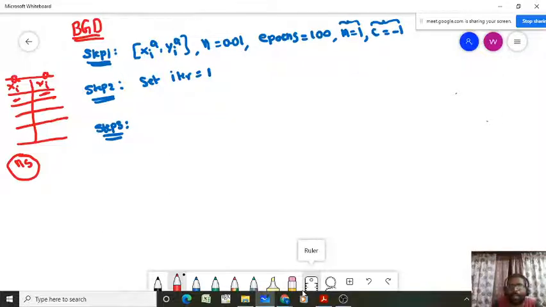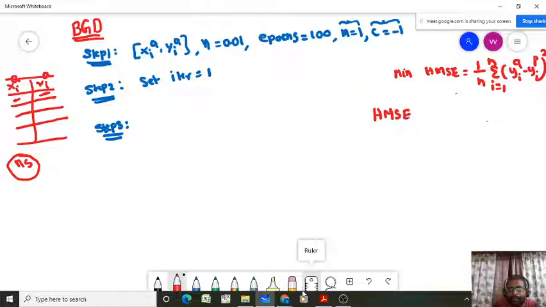And generally, what is our objective function in the learning algorithm of the simple linear regression model? Our objective function is the minimization of mean square error, that is equal to 1 by n sigma i equal to 1 to n of (yi minus yip) whole square. That can be written as 1 by n sigma i equal to 1 to n of (yi minus (m xi minus c)) whole square.